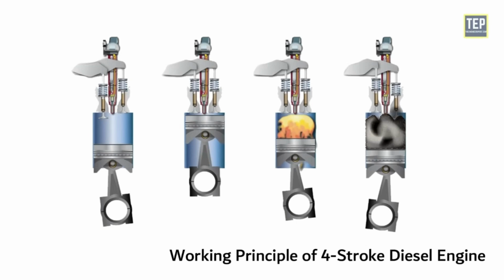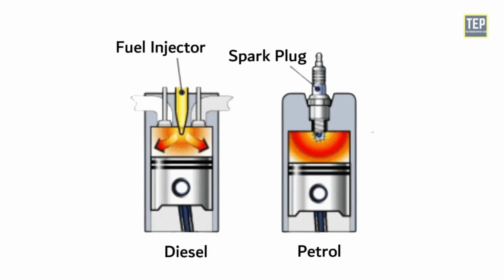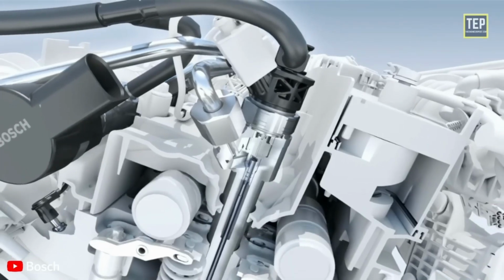Working principle of the four-stroke diesel engine. The working principle of the four-stroke diesel engine is similar to the petrol engine, but the only difference is the spark plug.